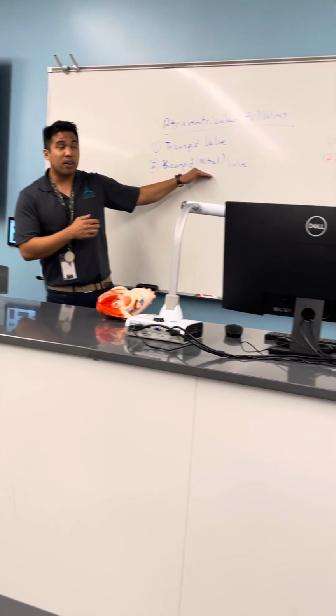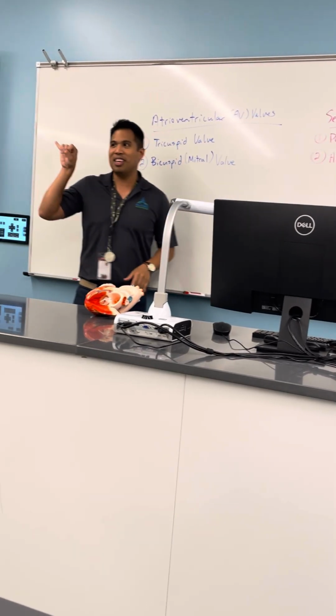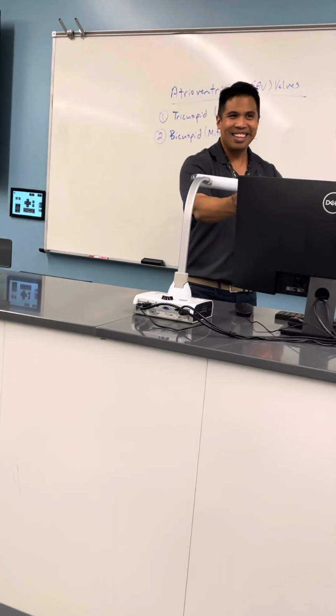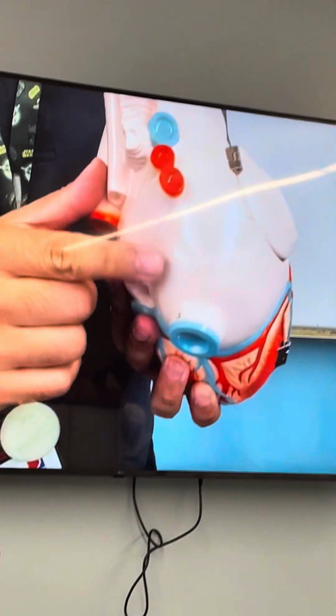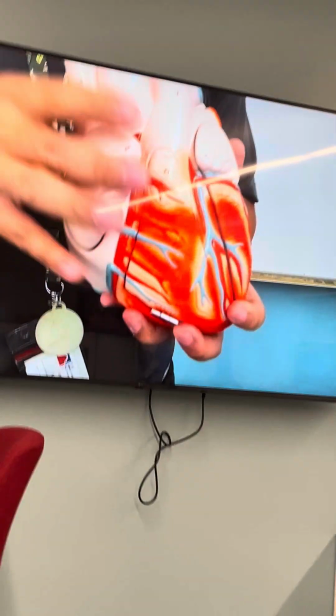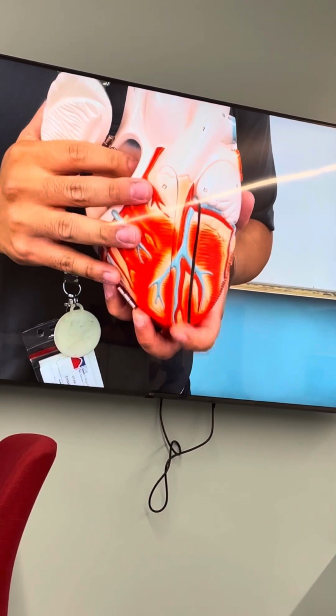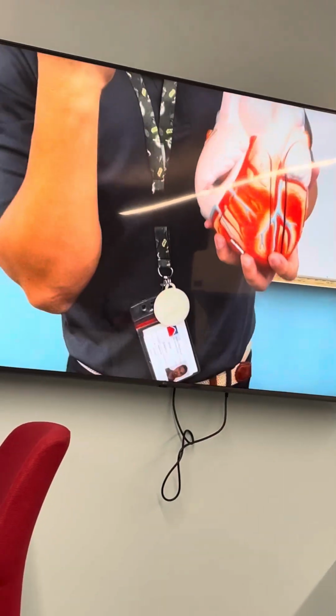Veins converge to form two giant blood vessels called the superior and inferior vena cava, which are going to be number 3 and 5, correct? And they return their blood back to the right atrium. Cool. And all right.